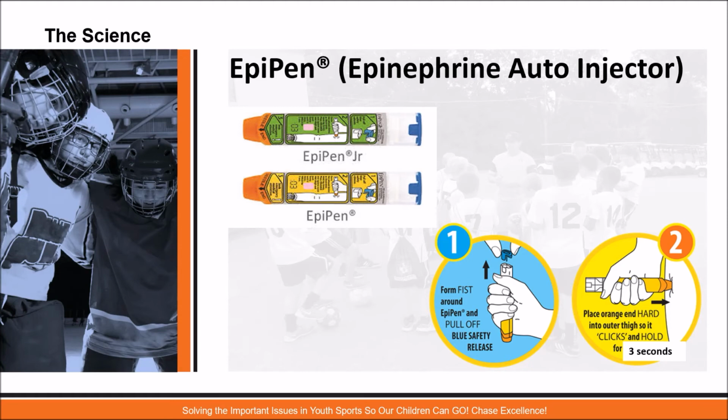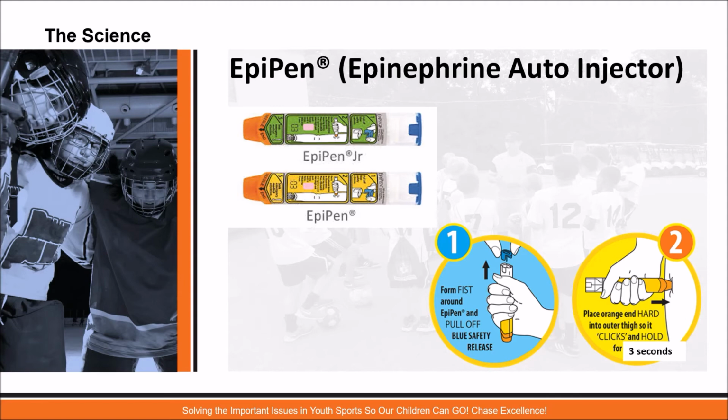There are generic versions. Most of you will not see the EpiPen Junior because that is for a person that's under 66 pounds, 30 kilograms. So most of you will see the regular EpiPen. It's in a case. Remember the mnemonic: orange to the thigh, blue to the sky.